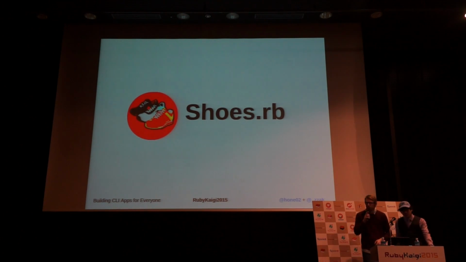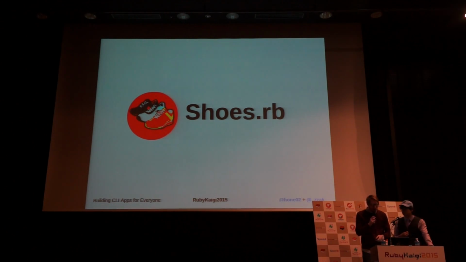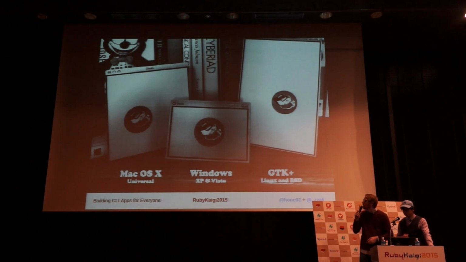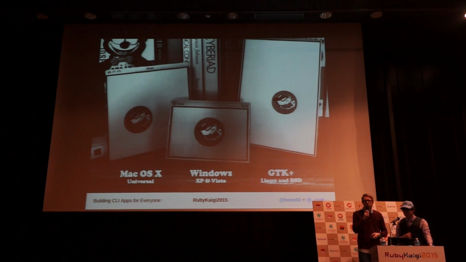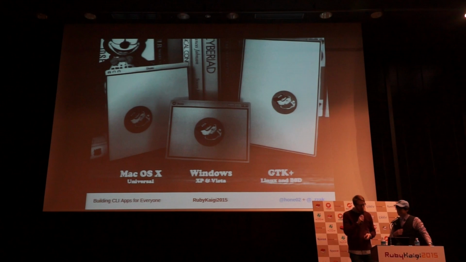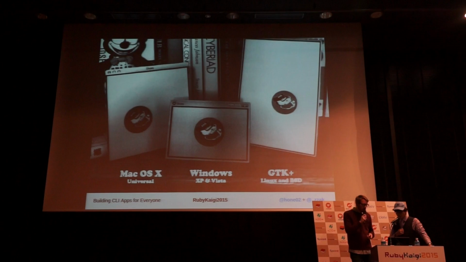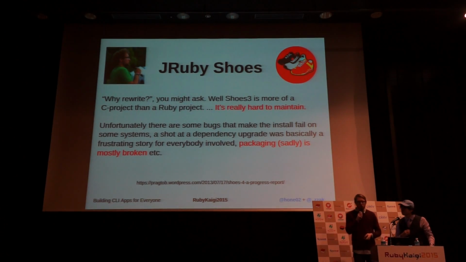So a while ago, there was another project called Shoes, unrelated to the Heroku tool belt. But this project was designed to build desktop applications for Windows, Mac, and Linux using the GTK bindings and native bindings on the operating systems. It was a huge project undertaken years ago, and it was all written basically in C, and it was terribly hard to maintain. So recently, the team behind Shoes has rewritten it in JRuby because it was so hard to maintain all that C code.